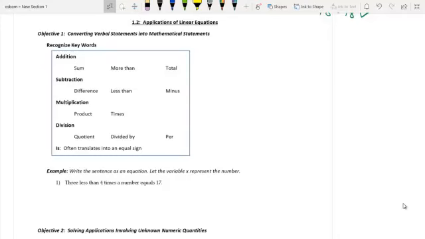So other ways of saying addition would be sum, more than, and total. Other ways of saying subtraction would be difference, less than, and minus. Multiplication can be written as product and times, and division can be written as quotient, divided by, or per. Now, "is" often translates into an equal sign when you're dealing with word problems.